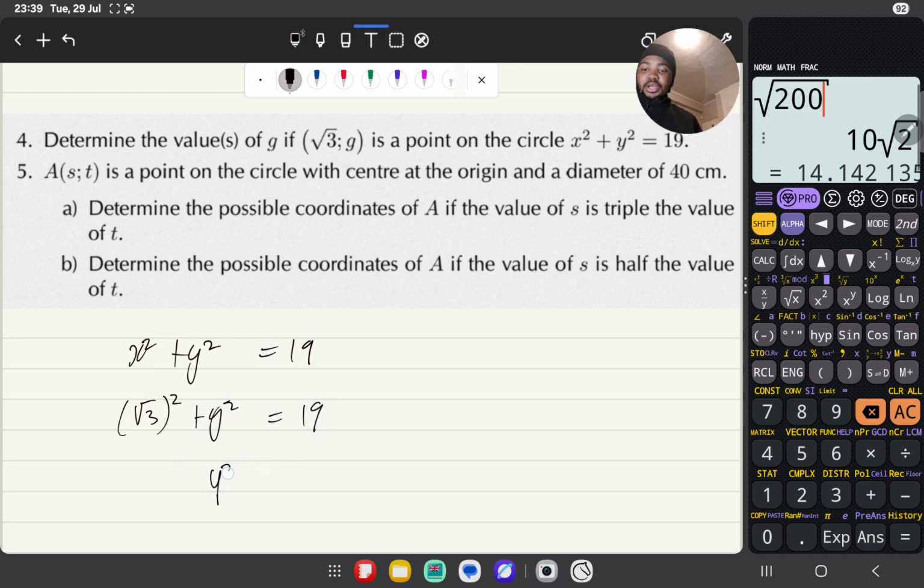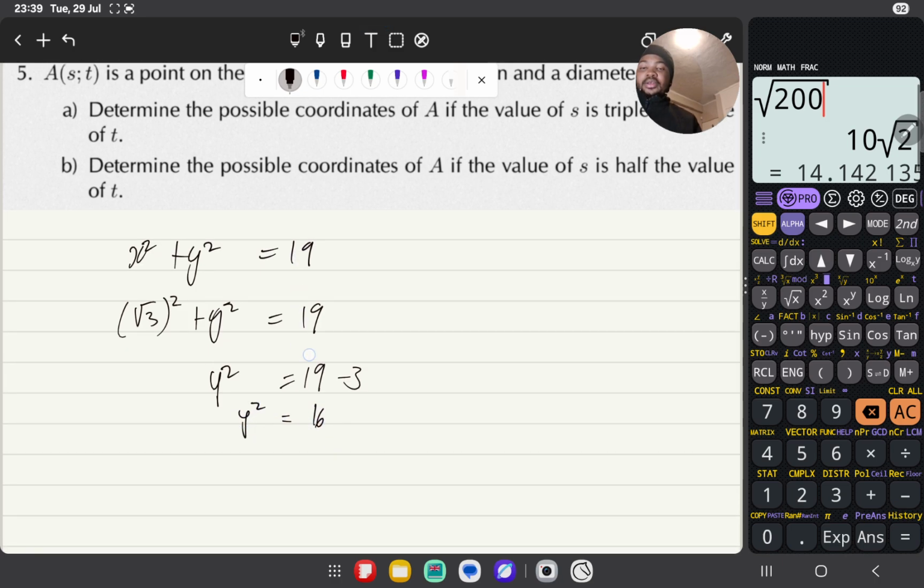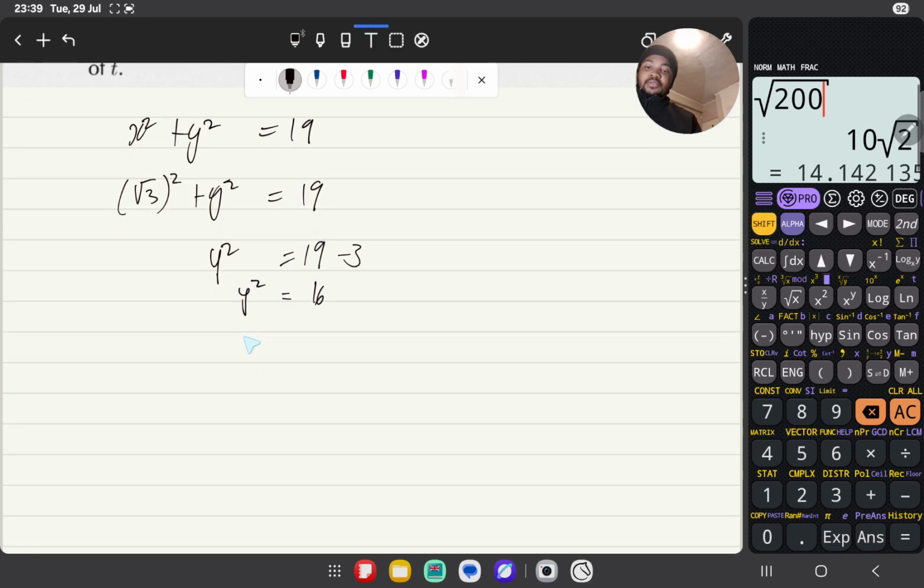We're going to get y squared equals 19, this is 3, so we're going to have minus 3, right? And then you have 16 being y squared, which means therefore y is going to be plus or minus 4. And this is coming from plus or minus square root. So when you put a square root on both sides, on this side you're going to have a plus or minus, right?